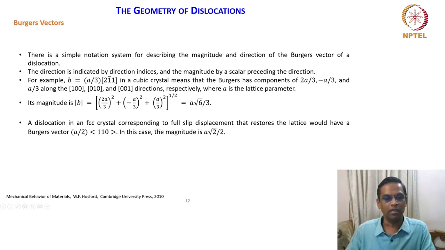A dislocation in an FCC crystal corresponding to full slip displacement that restores the lattice would have the Burgers vector a/2 in the [1 -1 0] direction. In this case, the magnitude is a times square root of 2 by 2. What is mentioned in this point is, suppose an FCC crystal has got a slip displacement, it has slipped. To restore that slip region, the Burgers vector has to move this amount in this direction. Okay, that's what it says.